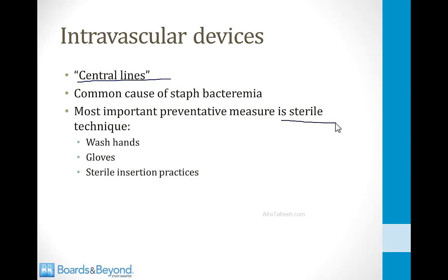So if you're ever asked on a board question, how could staph bacteremia have been prevented? The answer is to wash your hands before you put the central line in, and then also use gloves and also use sterile insertion practices. Some of you may know that checklists are often used in intensive care units to make sure that everyone has properly washed their hands and prepped the patient, and these checklists alone have been shown to reduce rates of bacteremia because patients then have the central line put in under sterile conditions and they don't accidentally make the patient sick.